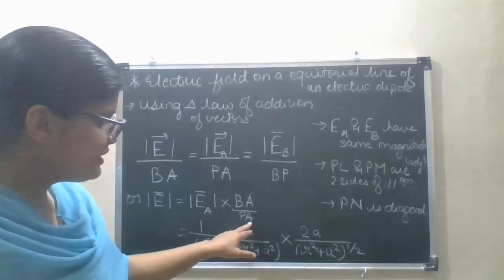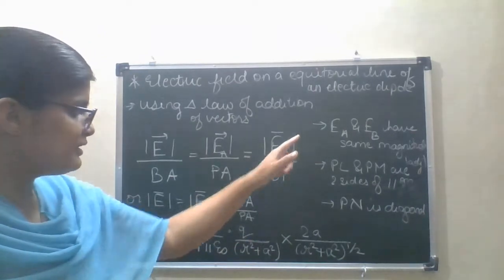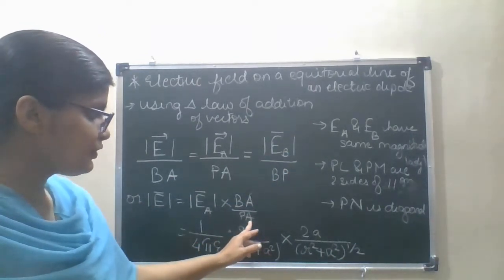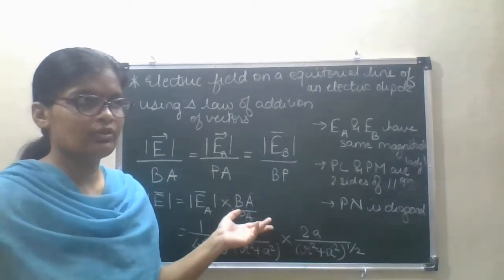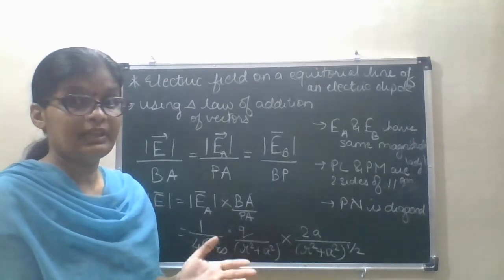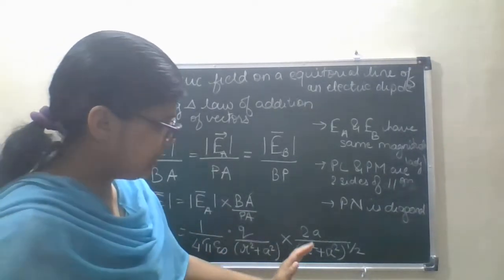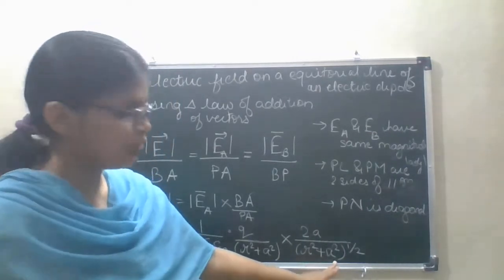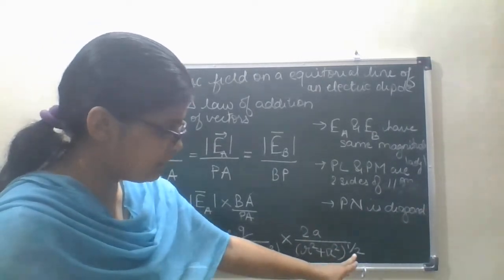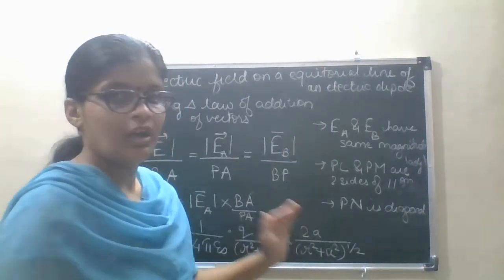And what is AP? A is situated here. P is there. AP square. So the value of AP square was R square plus A square. But as we want the value of only AP, we are taking the under root of R square plus A square. So we have written here R square plus A square raised to half.